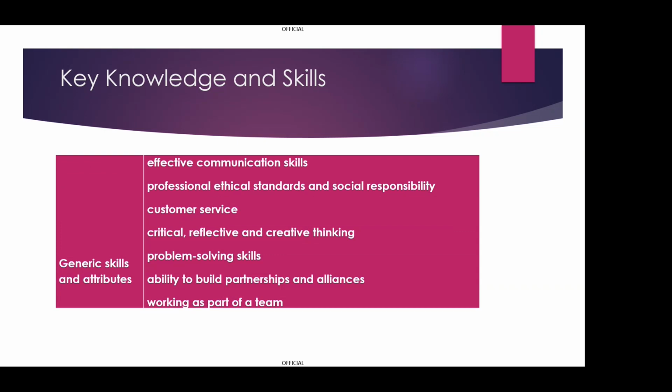Now let's talk about generic skills and attributes. What are the different skills that you need to be a part of a library team? I would say, number one, effective communication skills. Number two, professional ethical standards and social responsibility. When you talk about professional ethical standards and social responsibility, you need to understand your community. Almost always, the answers to a lot of the questions are to follow the policies and organizational procedures. Okay, so you need to be able to work in a professional environment and align with their procedures.